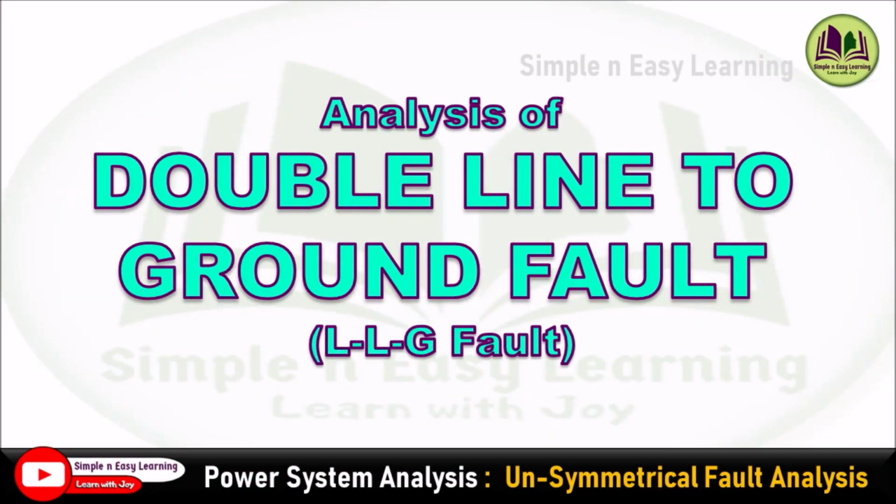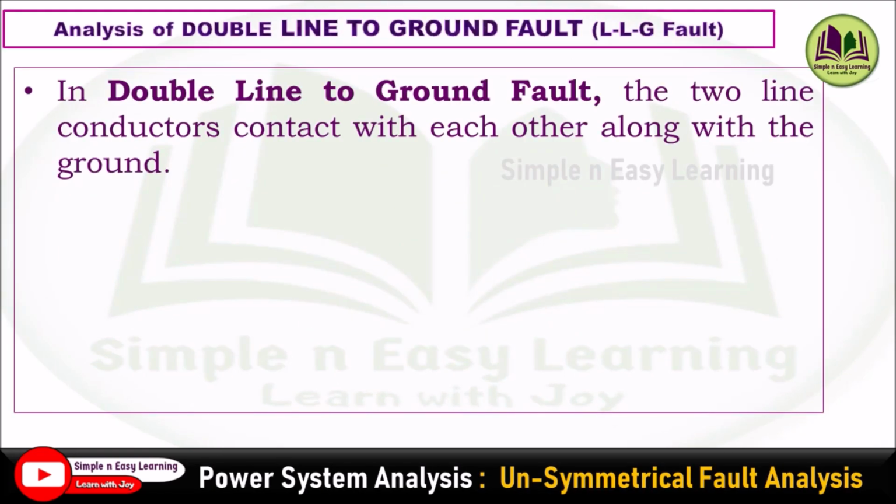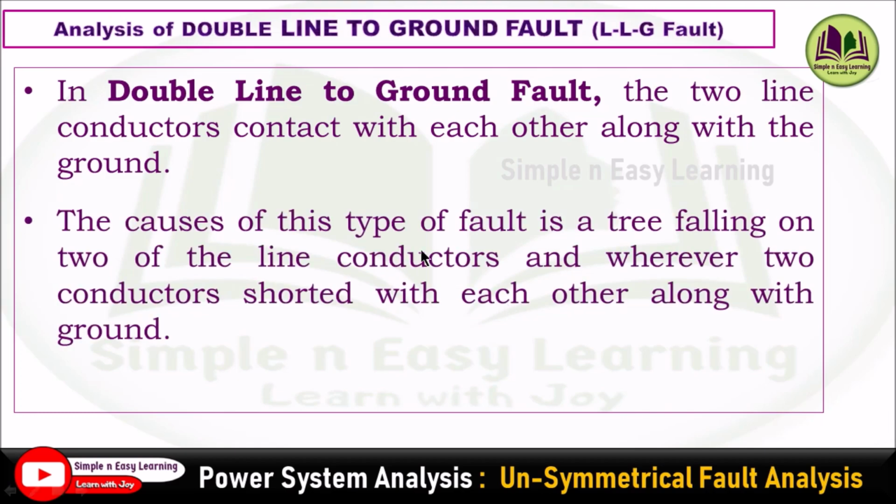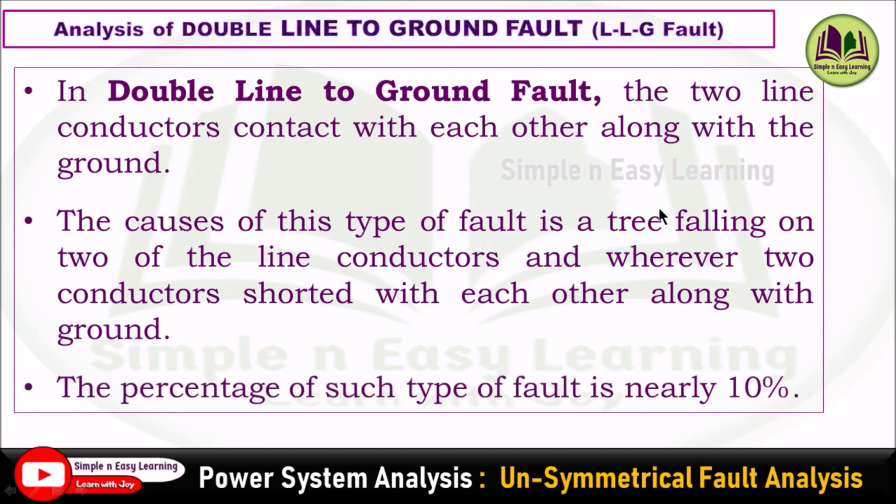Analysis of double line to ground fault, or LLG fault. In a double line to ground fault, the two line conductors contact each other along with the ground. The cause of this type of fault is a tree falling on two of the line conductors, where two conductors are shorted with each other along with ground. The percentage of such faults is nearly 10%.